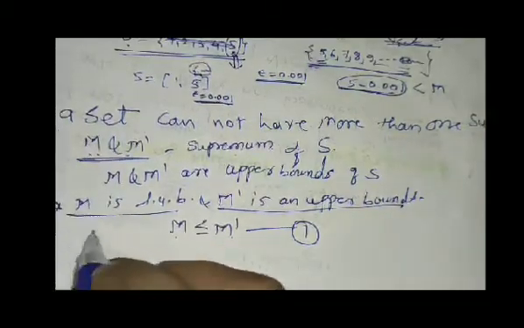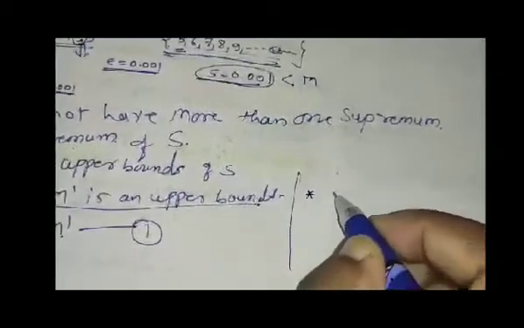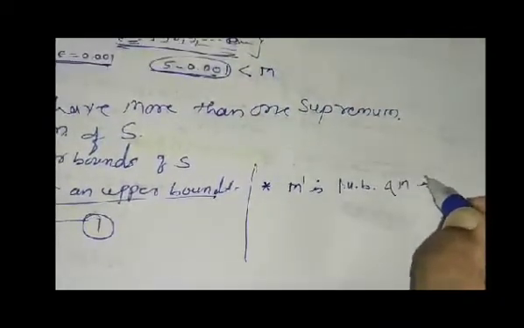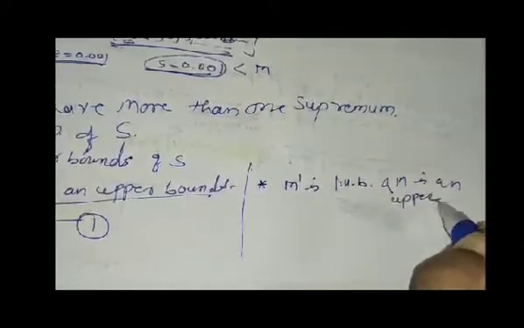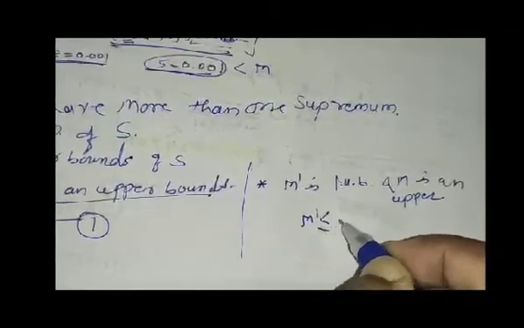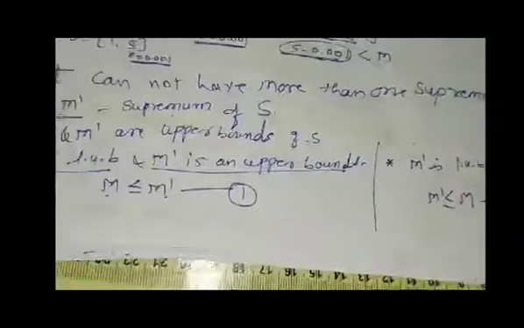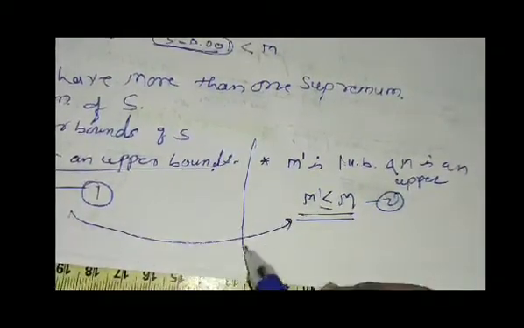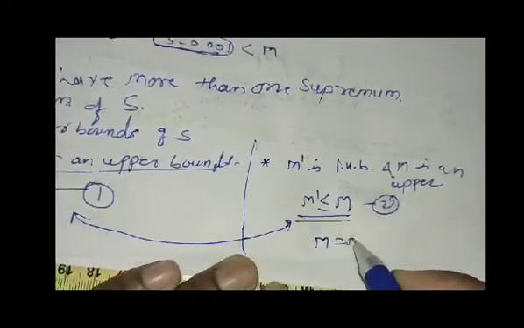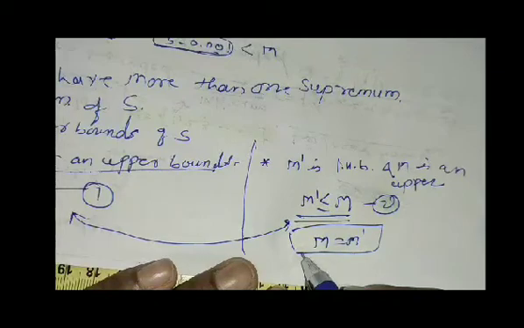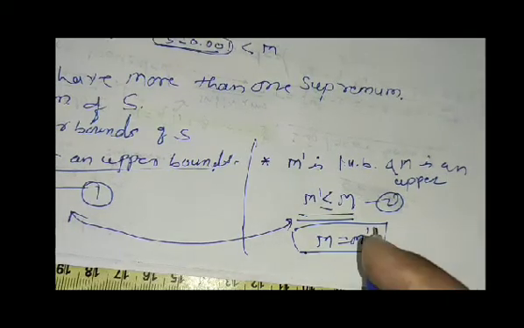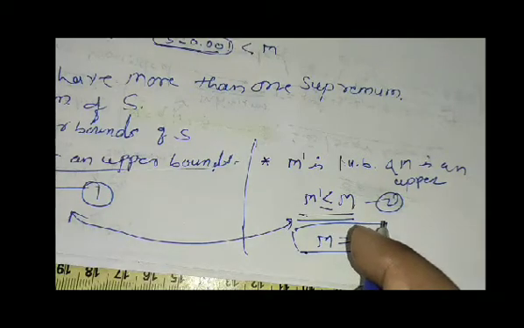This is the first situation. In the second condition, we can assume that M dash is the least upper bound and M is an upper bound. So in this case M dash is less than or equal to M. So in the first point M is less than or equal to M dash, and in the second point M dash is less than or equal to M. This inequality indicates that M is equal to M dash. So our assumption that set S has two suprema, M and M dash, is false, and therefore every set has only one supremum.